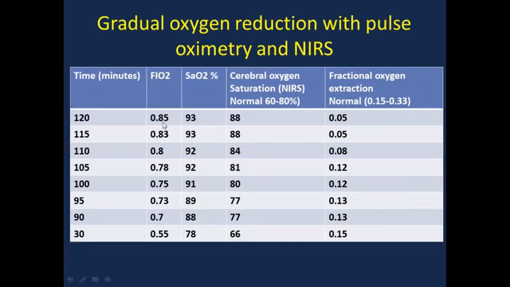FiO2 is 85%, saturation is 93. Cerebral oxygenation was 88%. What does that mean? The brain was exposed to hyperoxia. Anything above 85% is considered hyperoxia. The brain is getting more oxygen than needed. And then the calculated oxygen extraction fraction was low. Hyperoxia can cause vasoconstriction and decrease oxygen extraction of the brain, which is dangerous.